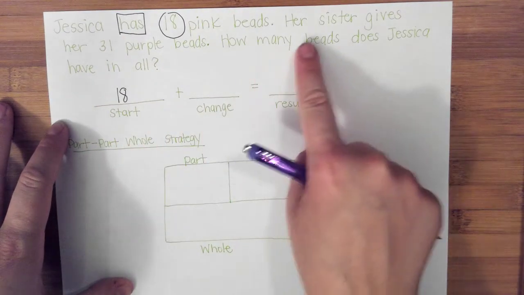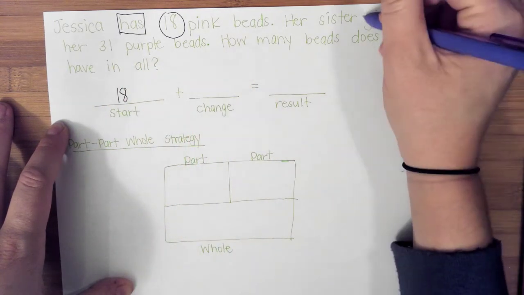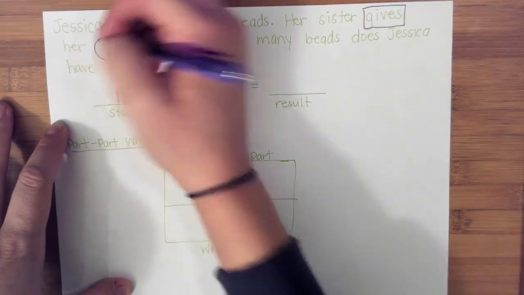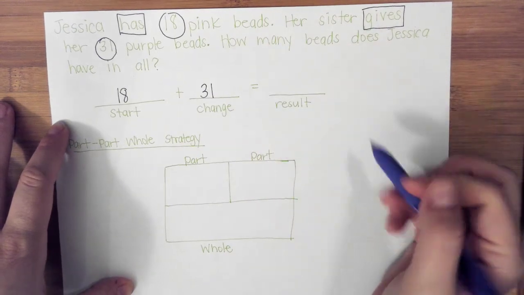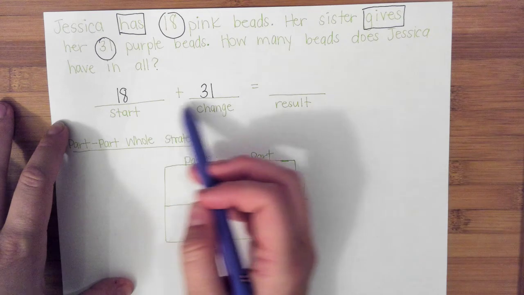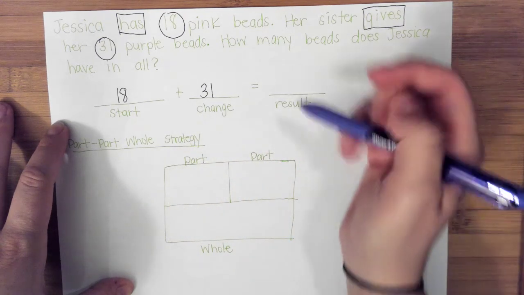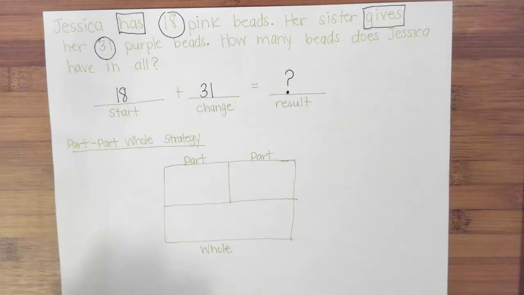Well, then it says her sister gives her 31 purple beads. Well, I know it says her sister gives. So if I'm giving someone something, it means I'm going to get more. So I'm going to add 31. Now, I don't know what my result is yet. And remember, when I have this equation and I have an unknown number somewhere, this is unknown to me, I need to write a symbol to represent that unknown. And I'm going to use a question mark.